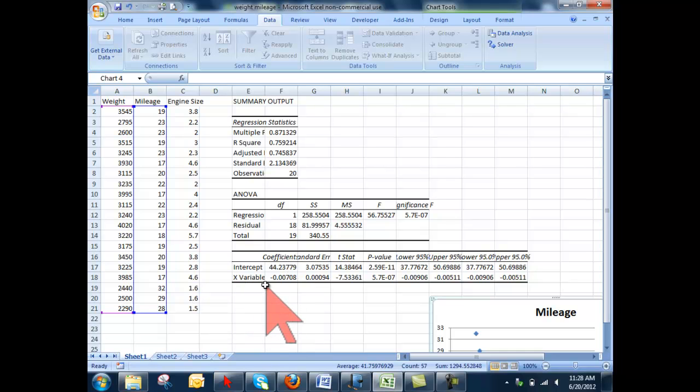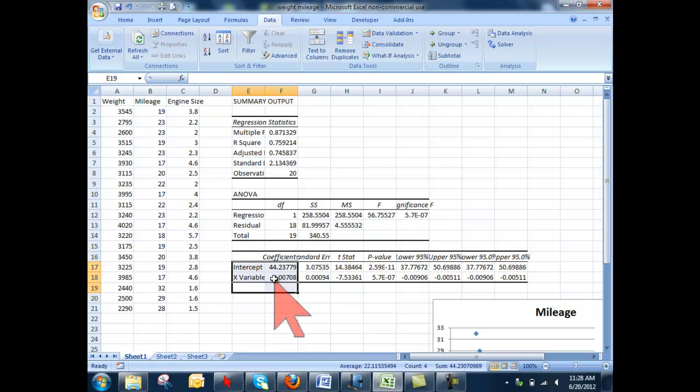So the way you read this, the line is of the form y equals a plus b times x. That's slope-intercept form. And a, the y-intercept, is right here, the 44.23. And the m, the slope, is the negative 0.007. There are many other things here in the table as well. In particular, right here is the R² if we wanted that. Okay, so here are a couple of ways to get the regression equation and the R² from Excel.